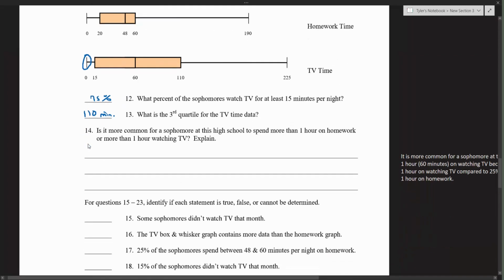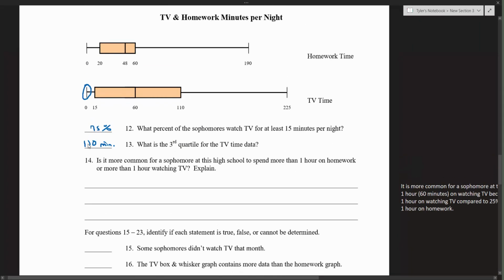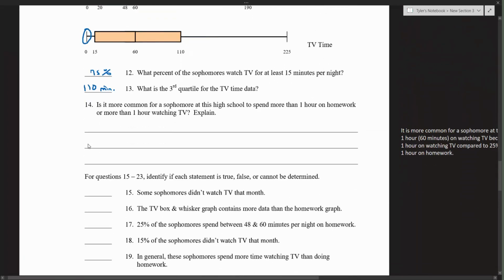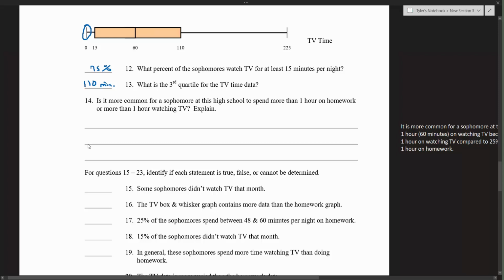It makes sense because we can't have negative. We can't spend negative minutes doing homework or TV or doing anything, unless you can go back in time. So this would be true, because 0 is my minimum for both homework and TV time.